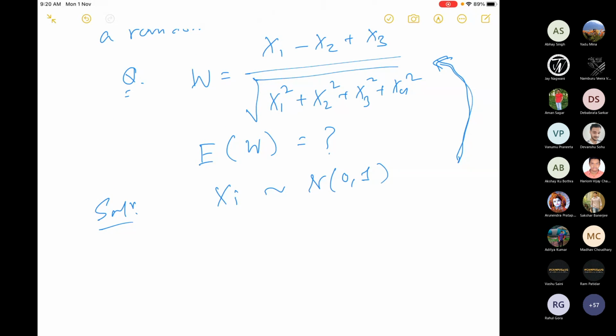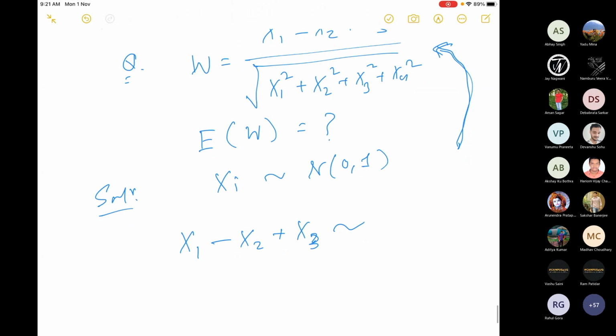Now what is the distribution of the numerator? x1 minus x2 plus x3. This is the numerator. What is the distribution? Again, it is a linear sum of independent normals, so this should be normal, of course. We said it before also. Now, what is the mu and what is sigma square? These are all standard normal, x1, x2, x3. Here, instead of x1 plus x2 plus x3, I have x1 minus x2 plus x3, but anyway, it is a linear sum. So what is the mean? And what is the variance?